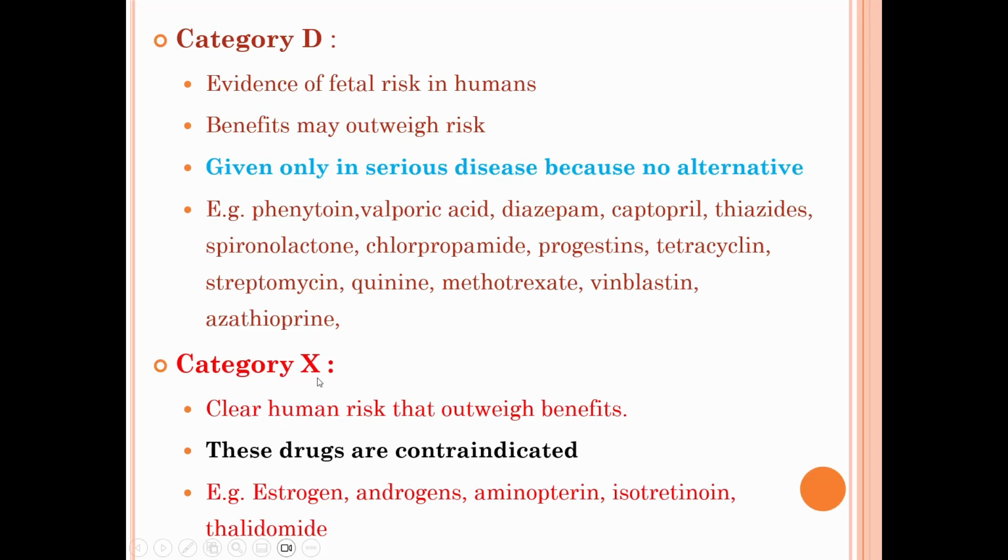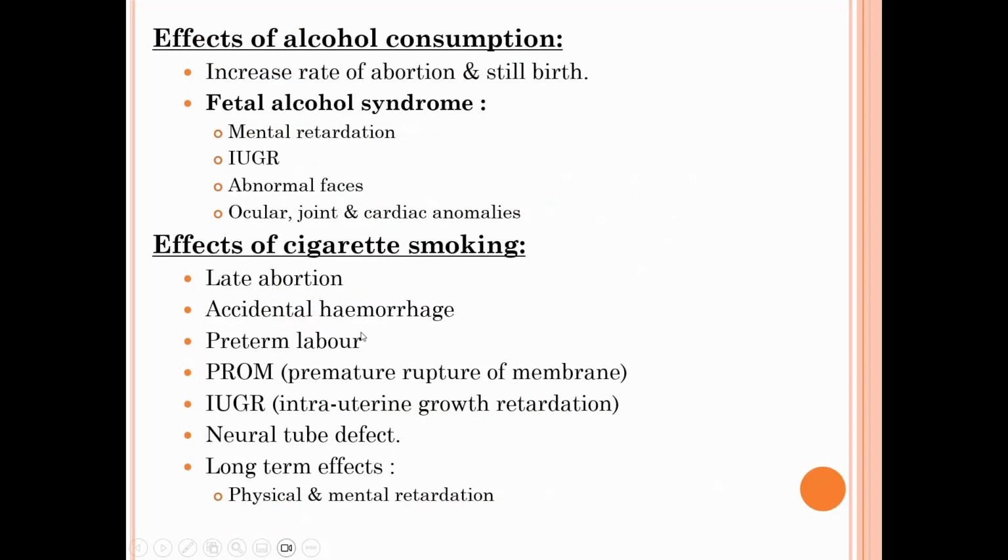And then there is category X, where there is clear human risk that outweighs the benefit. That is, human risk is much more than the benefit it is going to provide. These drugs are contraindicated. So in MCQ, they will ask you which category drug is completely, absolutely contraindicated. So that is category X. Examples: estrogen, androgen, aminopterin, isotretinoin, thalidomide.